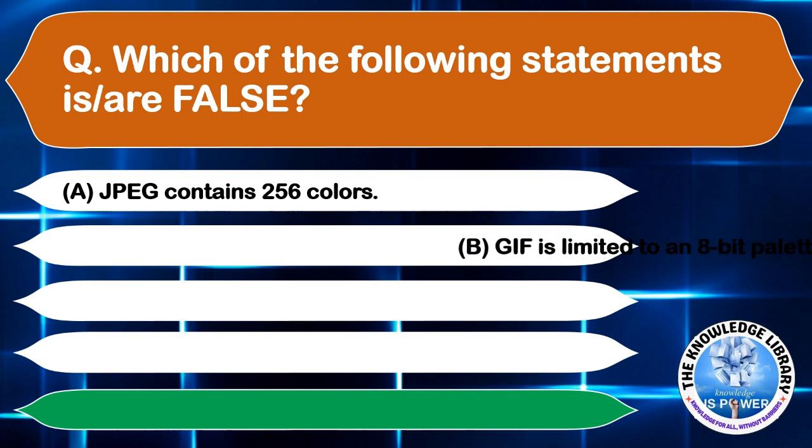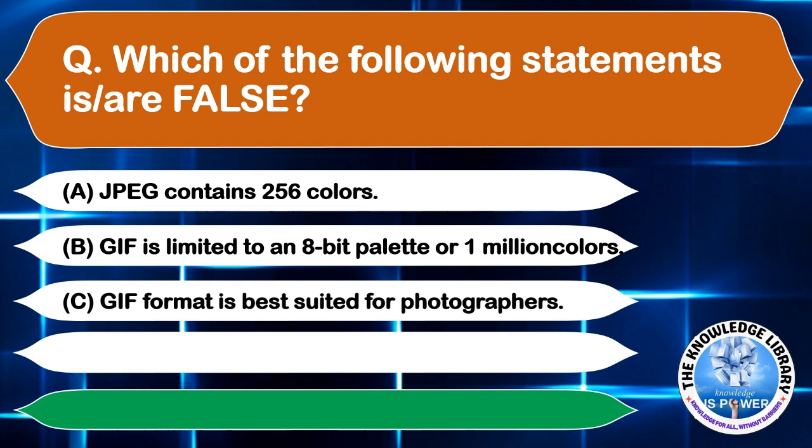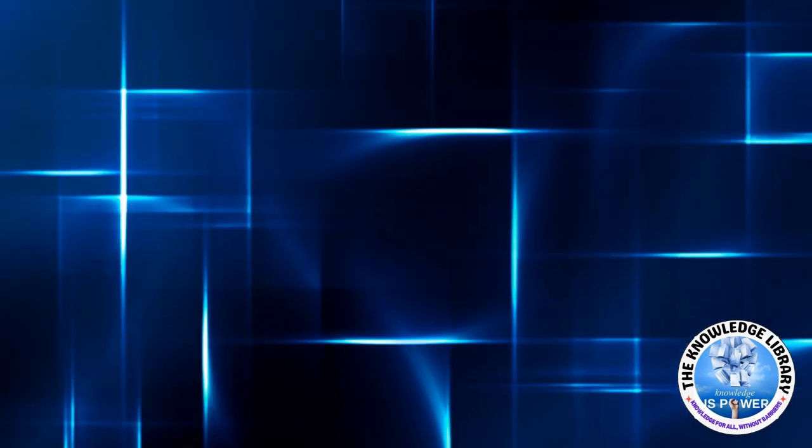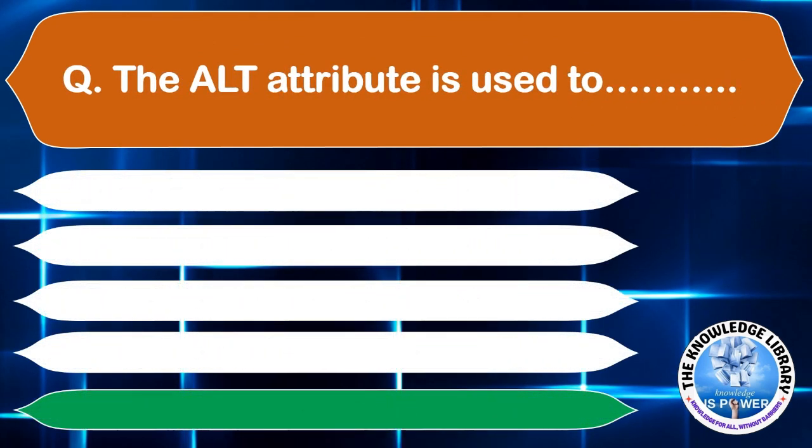The next question is, which of the following statements are false? Option A, JPG contains 256 colors. Option B, GIF is limited to an 8-bit palette or 1 million colors. Option C, GIF format is best suited for photographers. Option D, all of these. The correct answer is option D, all of these.